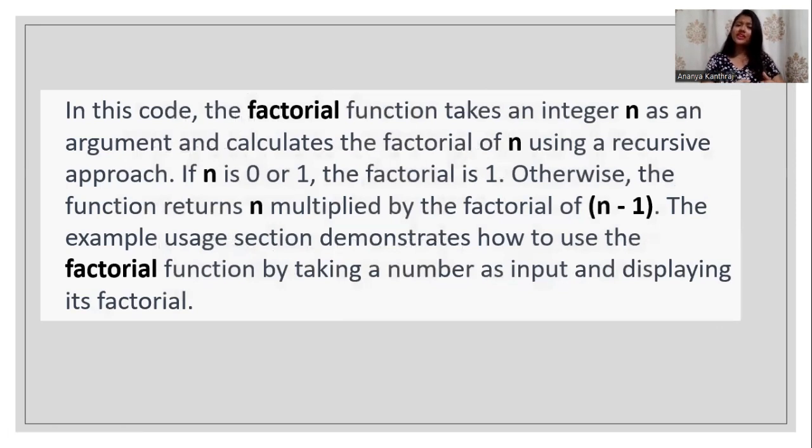So in this code, what are we going to learn or how are we going to code this? Everyone might be wondering. So let us look into the above statement. In this code, the factorial function takes an integer n as an argument and calculates the factorial of n using a recursive approach. If n is 0 or 1, the factorial is 1. Otherwise, the function returns n multiplied by the factorial of n minus 1. The example usage section demonstrates how to use the factorial function by taking a number as input and displaying its factorial, which we have done.